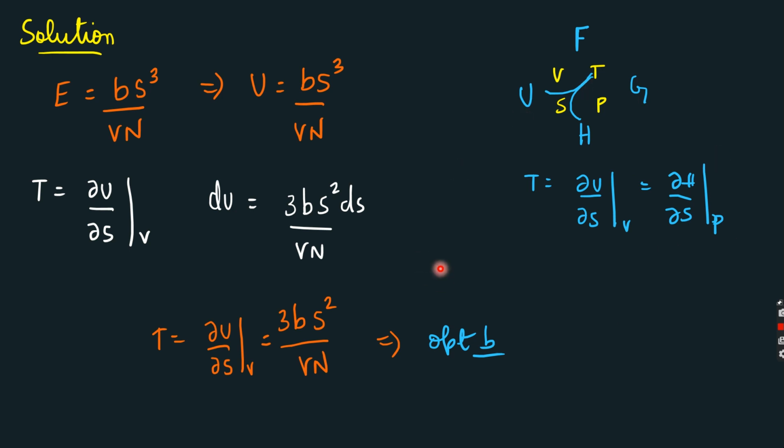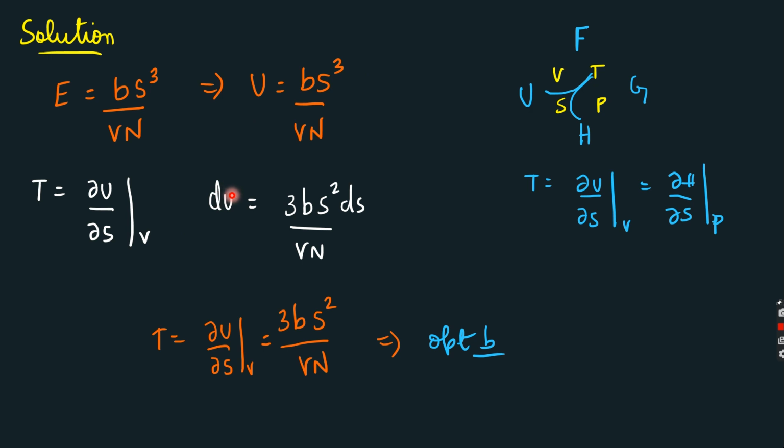Now you have two temperature formulas, but you have to think what is the correct temperature formula to use here. In the question you have internal energy, which is given in terms of E. So you have internal energy, then you are going to use this first formula at constant volume. So you'll have to remember constant volume or constant pressure. So here U is equal to V s cube by V N. Now you'll have to find T is equal to dou U by dou S at constant V.